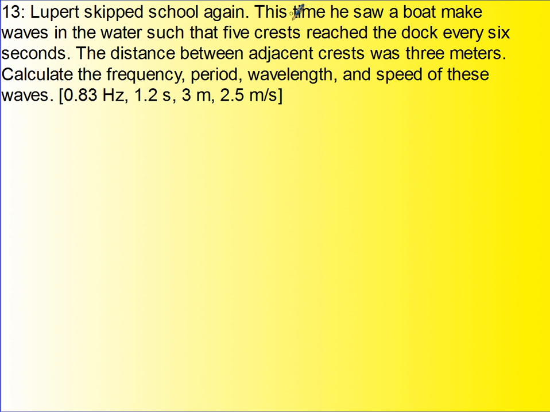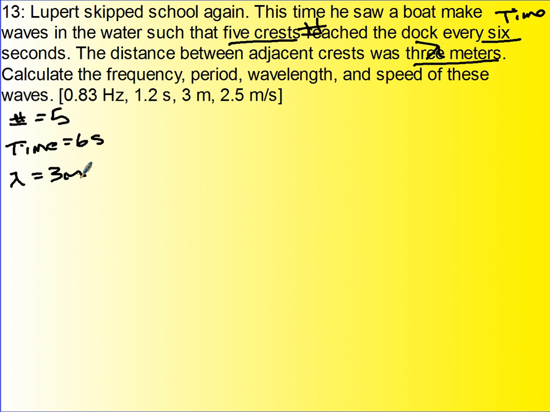Now, Lupert skipped school again. This time he saw a boat make waves in the water such that 5 crests, so that's a number, reach the dock every 6 seconds. This is my total time. The distance between crests is 3 meters. So that's lambda. Calculate everything again. Okay. So the number of crests is 5. The total time is 6 seconds. And the wavelength is 3 meters.